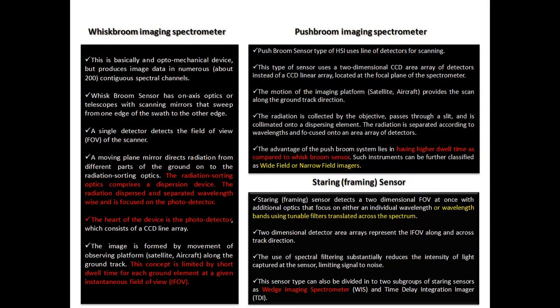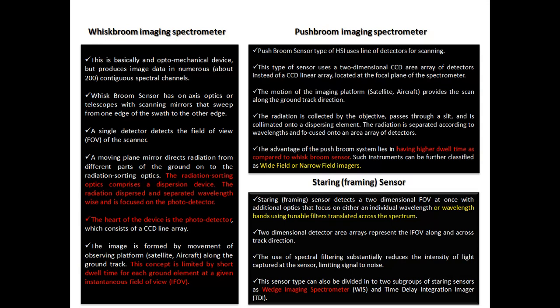Also, for these hyperspectral remote sensing images, there must be some concept of the ground resolution cell, likewise in the multispectral imaging system, because the pixel is the ultimate thing for any image. Okay, so what is the nature of the Push-Broom imaging spectrometer? This Push-Broom imaging spectrometer uses a line detector for scanning. Number two, it uses a 2D CCD area array of detector located at the focal plane of the spectrometer.